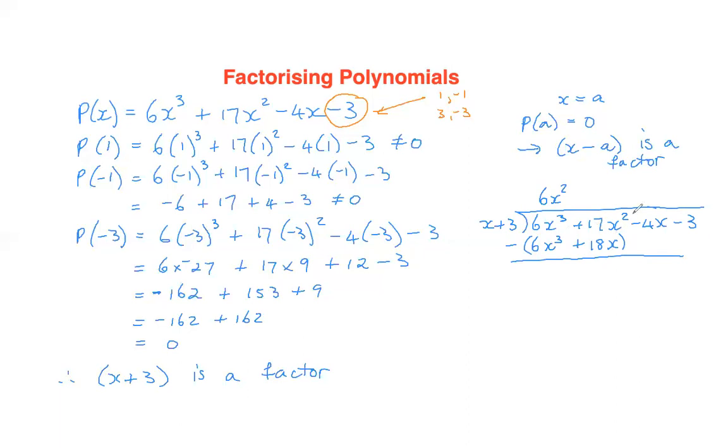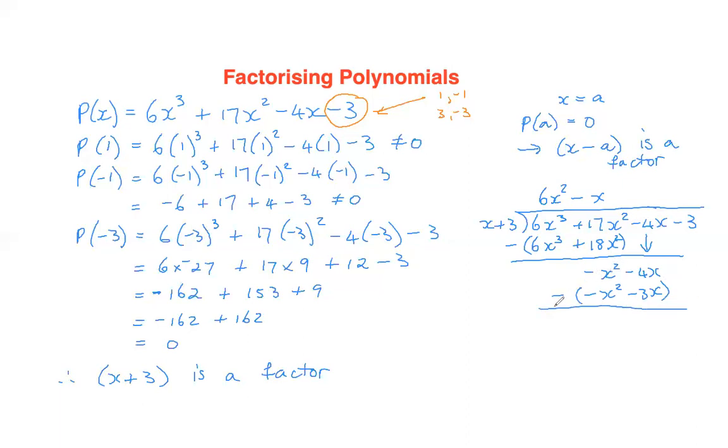So the 6x cubed disappears, and 17x squared minus 18x squared gives me negative 1x squared. Bring down my next term. And now I'm thinking x into minus x squared goes negative x. Multiply that down and I get negative x squared minus 3x. And then I'll subtract that off to get my remainder.